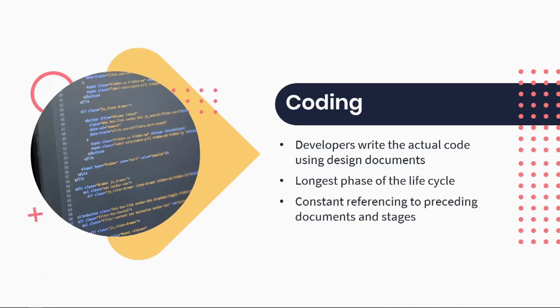Constant references are made to preceding documents, such as the requirements documents and the design documents. So are the scope and the limitations that will have been set prior to this stage. The programming language will have been chosen prior to this stage, according to the feasibility study.